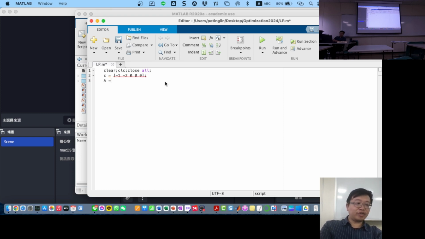And then the A matrix is, let me just use capitalized A: -2, 1, 1, 0, 0; -1, 2, 0, 1, 0; 1, 0, 0, 1. B vector would be 2, 7, and 3. So this was the problem that we were solving.